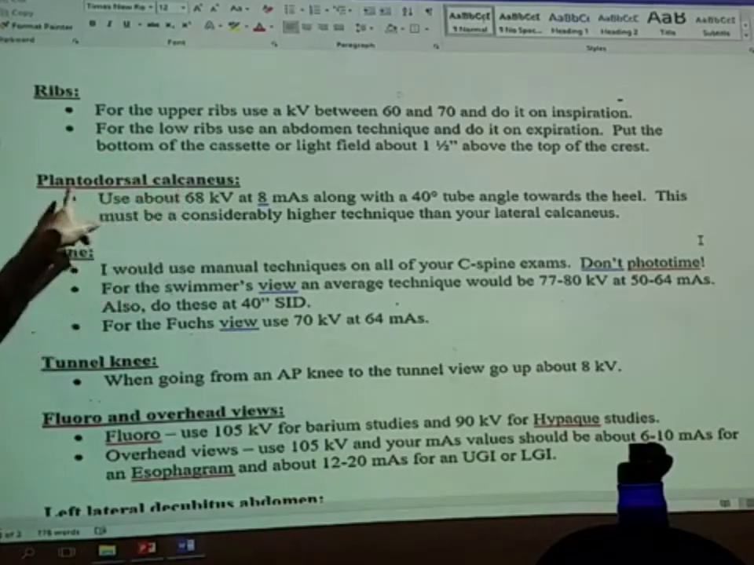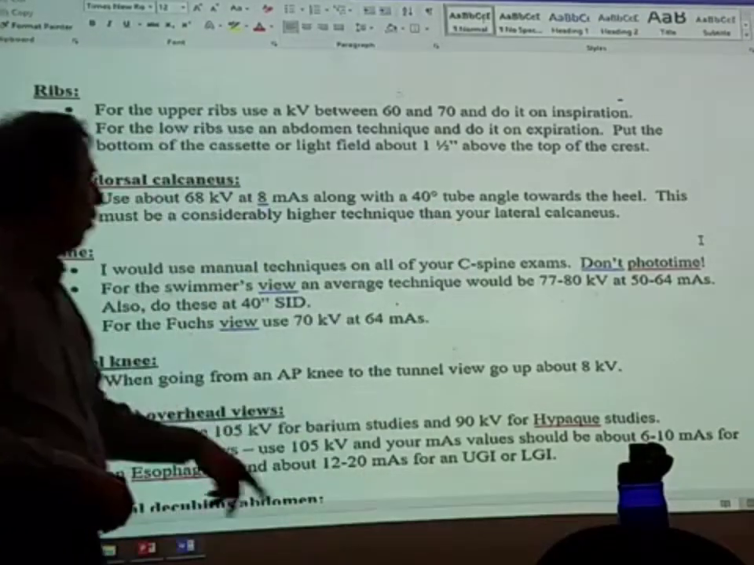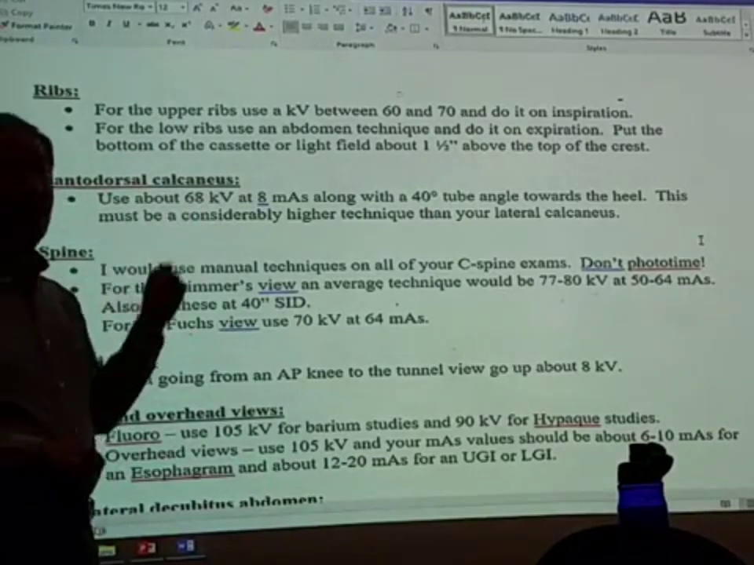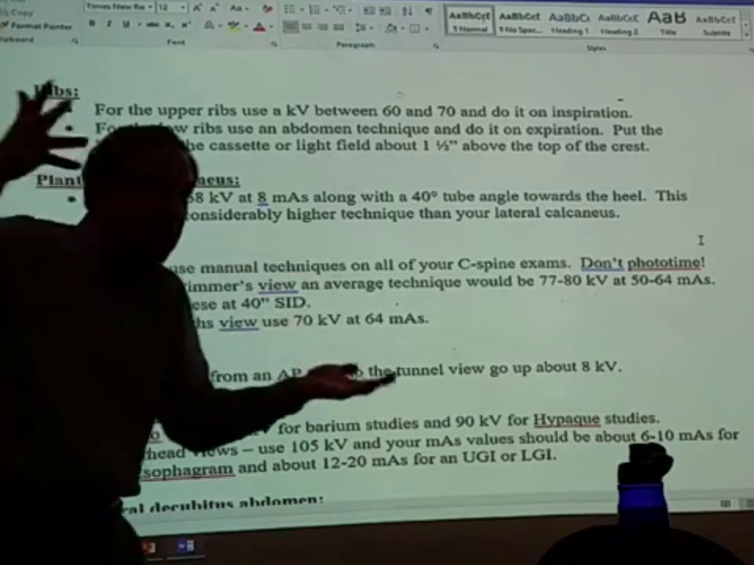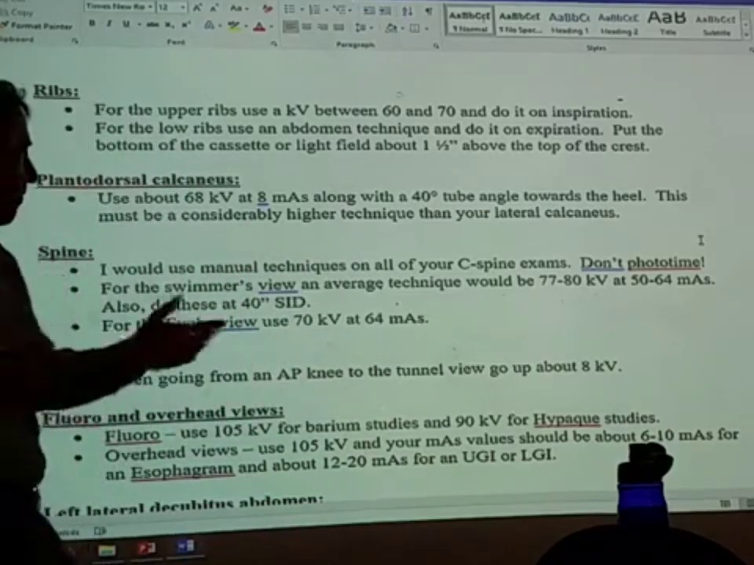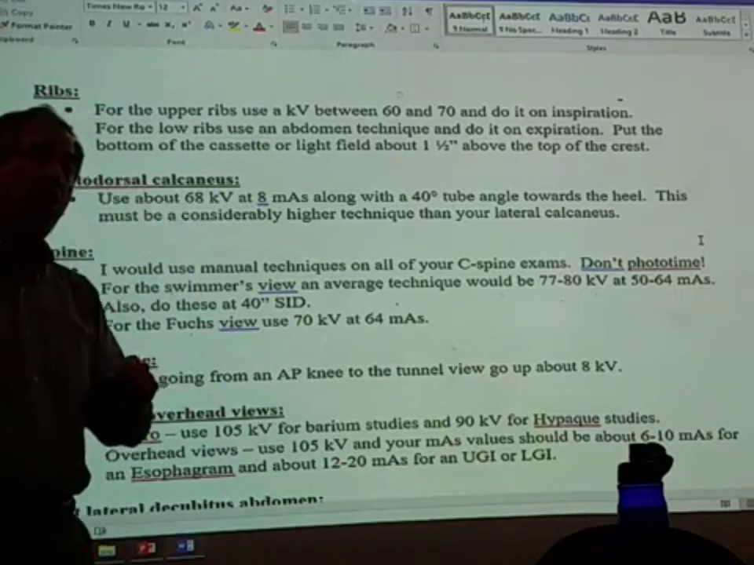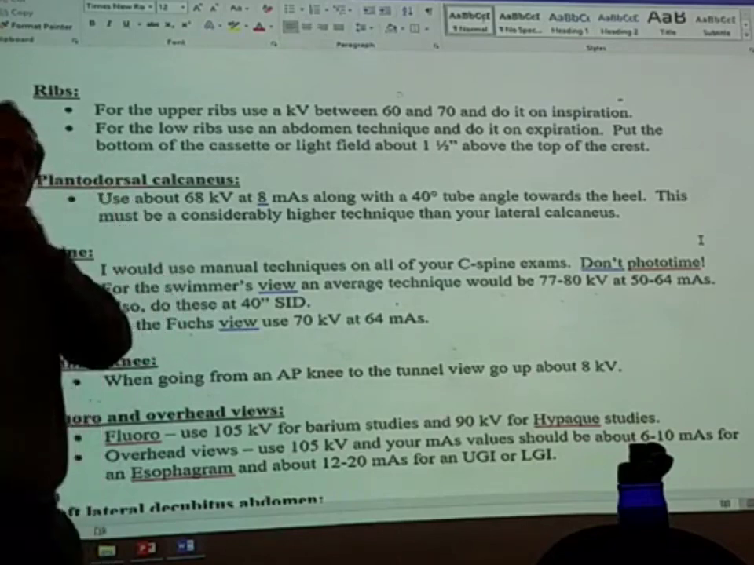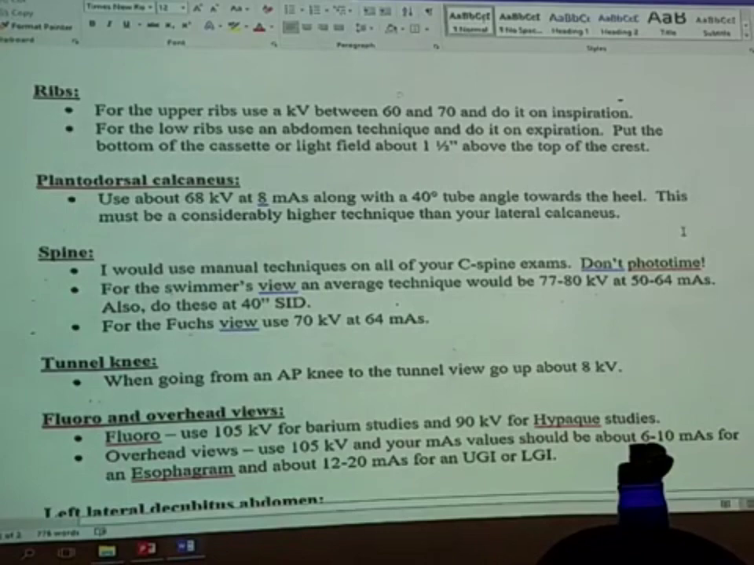For that calcaneus, we're talking about the plantar dorsal, because you're using a 40-degree tube angle towards the heel, you need to use a lot more kV than you normally would for a lateral. Like a lateral calcaneus might be, what, 60 at 2, 60 at 3, something like that. You're going to have to use a lot more kV because it's going through a greater part, because it's at an angle. It's not going through just the heel, it's going through almost the entire foot, okay? So keep that in mind.